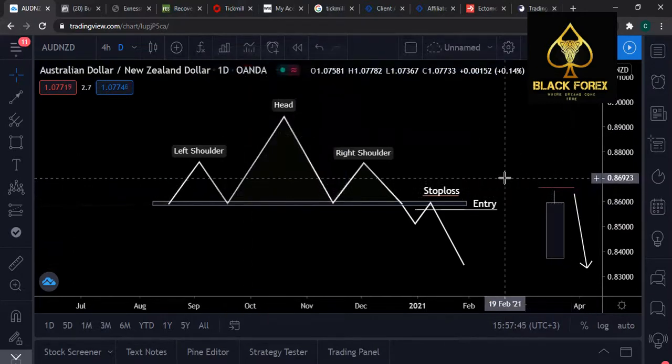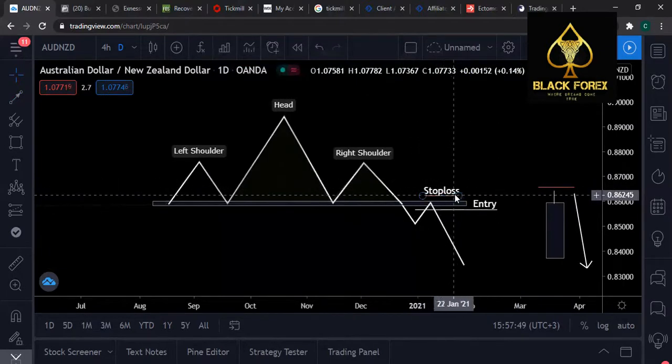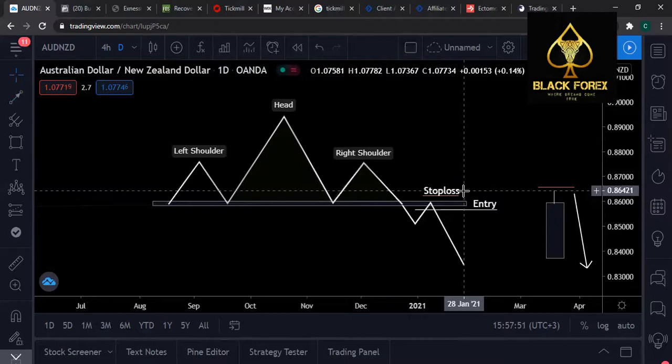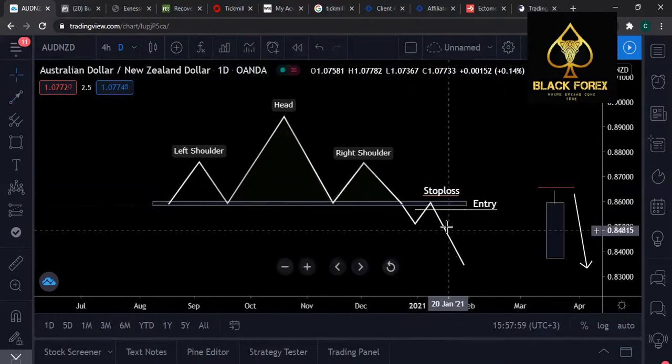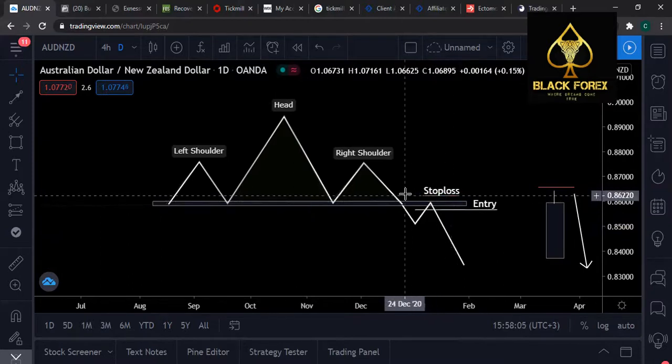But for conservative traders, which I happen to be part of, our stop losses would be above this zone so that we can actually give the trade room to breathe, room to maneuver in the market, even if there's not enough liquidity and prices decide to retrace back to this zone. I'll still be in the trade because prices won't hit my stop loss, because it's above the zone.